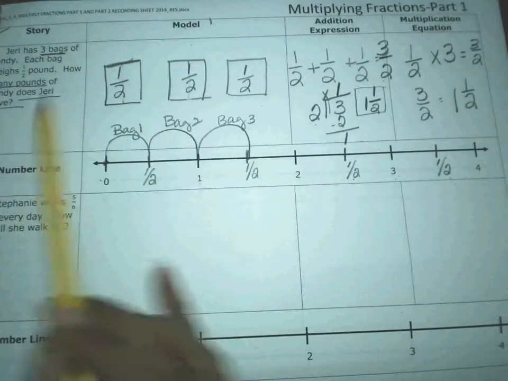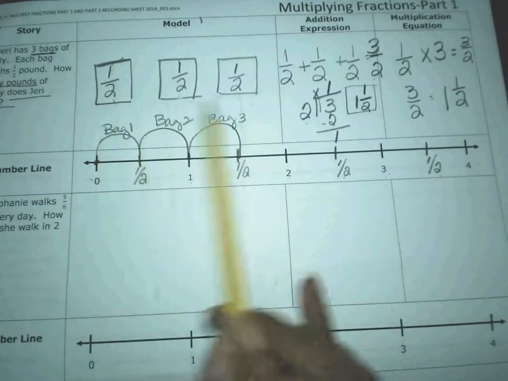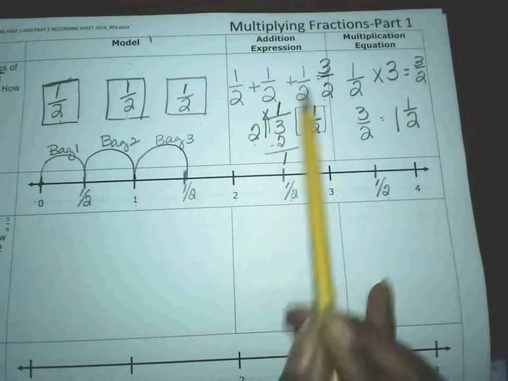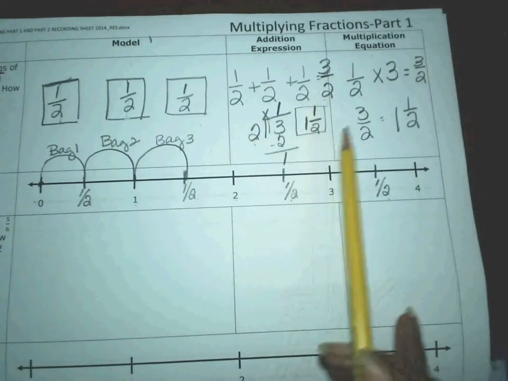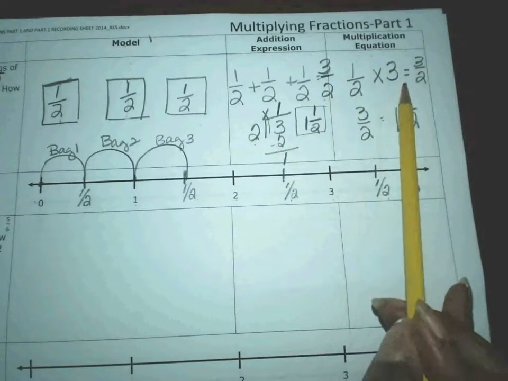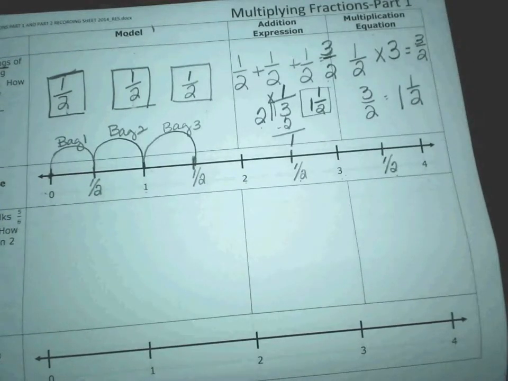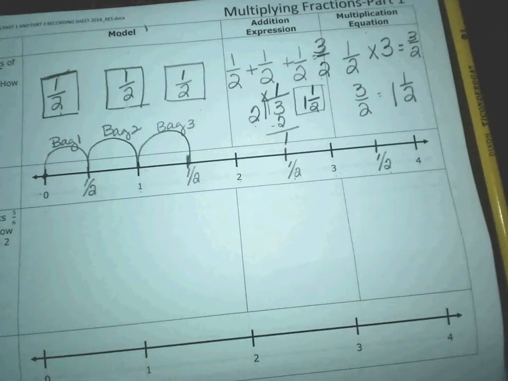Okay? So you've looked at the word problem. You have created a model that could help you. You have an addition expression. We made it an equation by solving it. And we have a multiplication equation as well as a number line. Those are all ways that you could show your thinking, show your work when you're multiplying a fraction by a whole number.